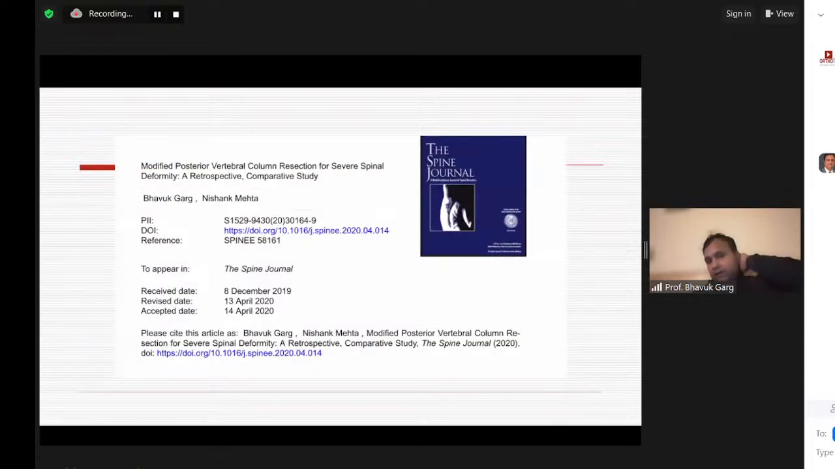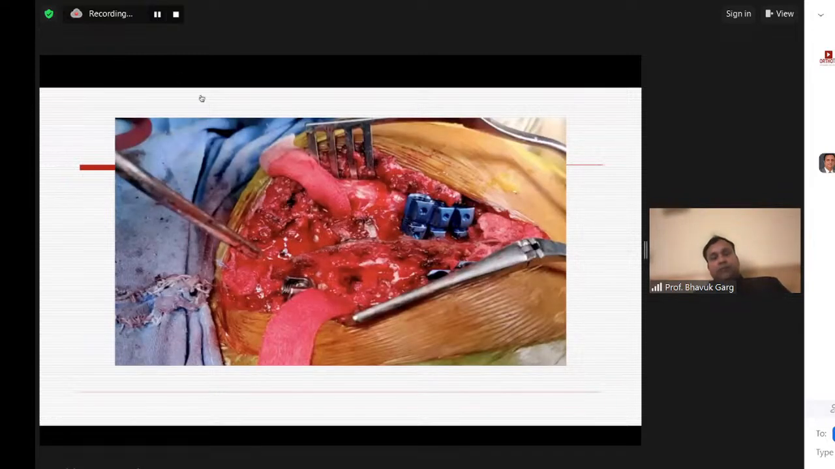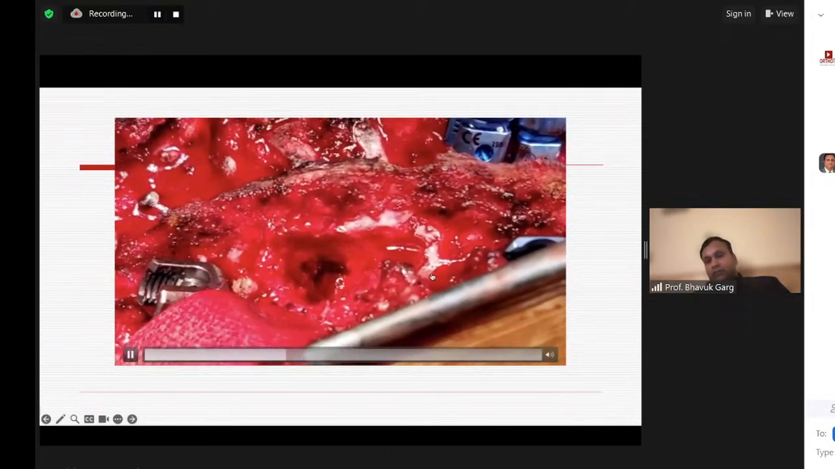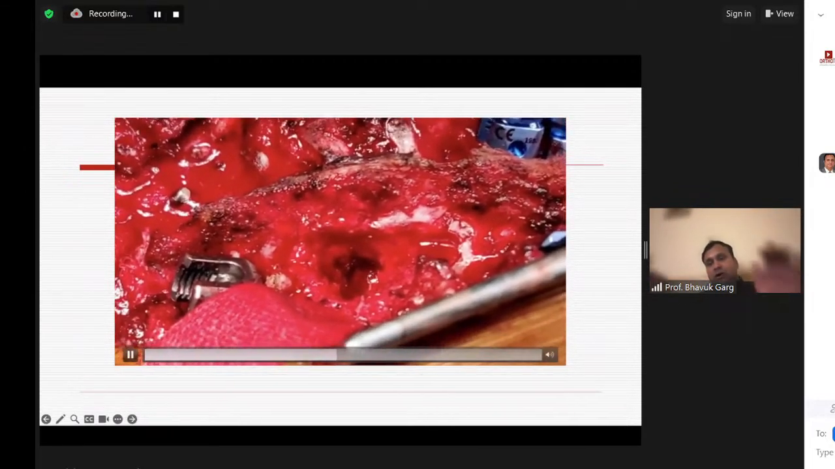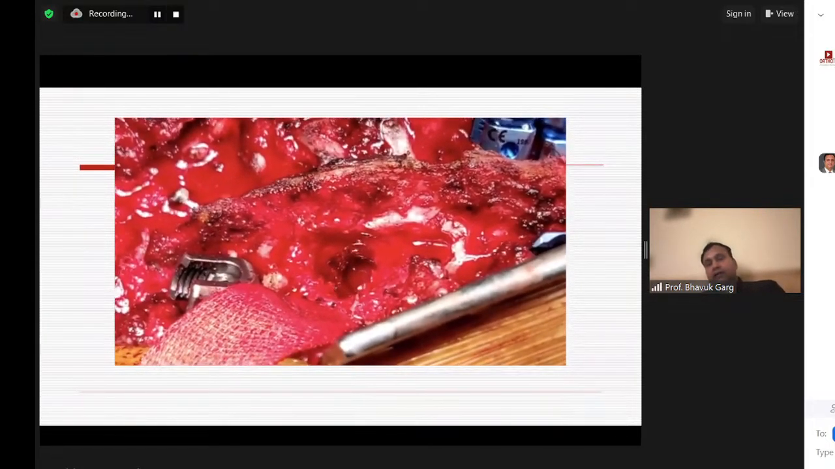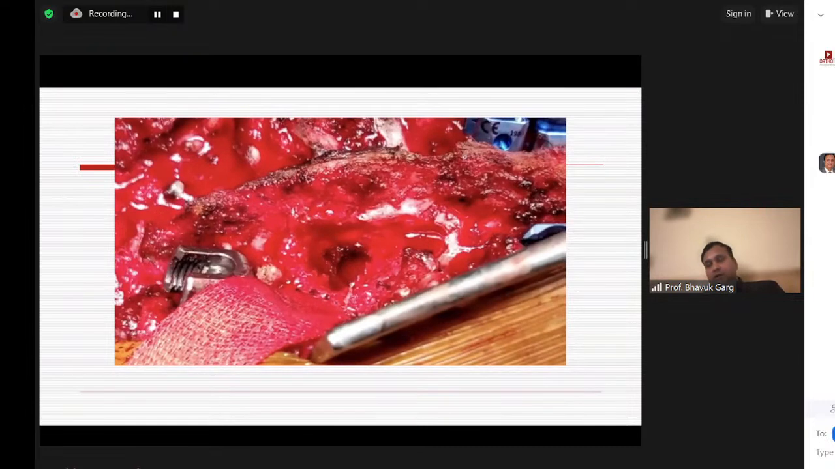Now, coming to our technique, we have published this modified posterior vertebral column technique. What we do: the most important step remains when you take out the posterior vertebral wall in the traditional VCR, because the cord is already draped over the posterior vertebral wall. When you take out this wall, it causes the neurological deficit. So we keep the posterior column intact till the end. We complete the VCR here, and then we take out the posterior column.